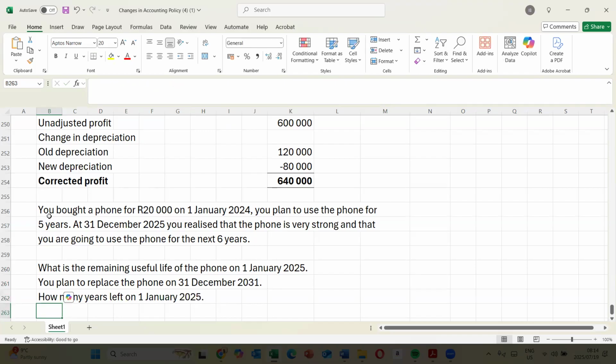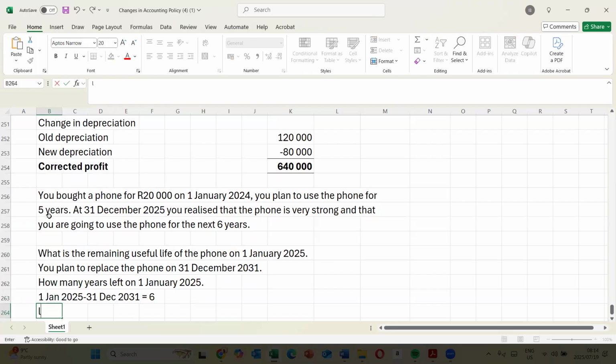So it means now you can count. Either you add one to make it six, or you can count from 1st of Jan 2025 until 31 December 2031, which equals 6 years. Or alternatively, you can just say, remember you have 5 at the end of the year where you did the estimate, then you can just add 1 to make it 6.